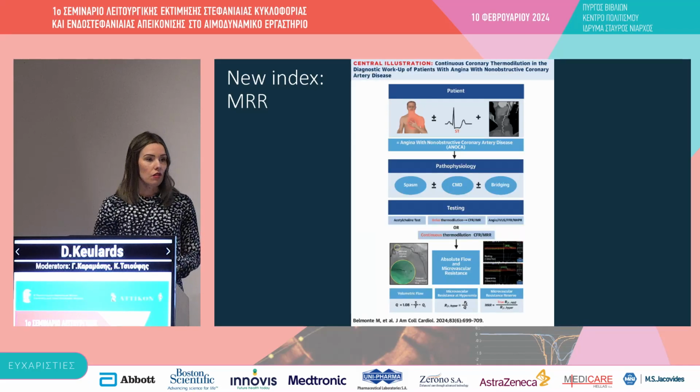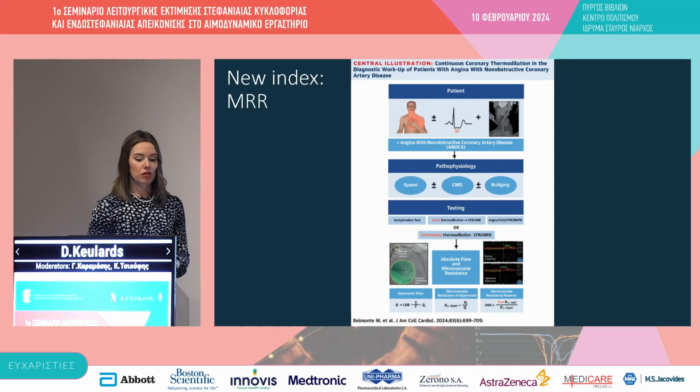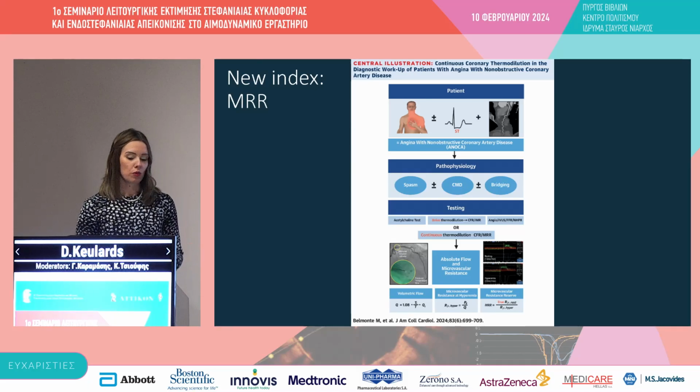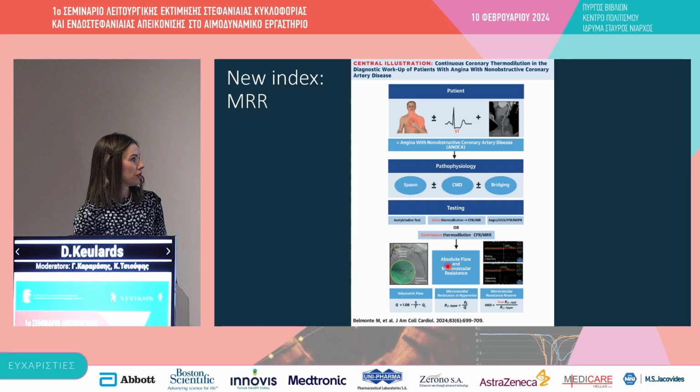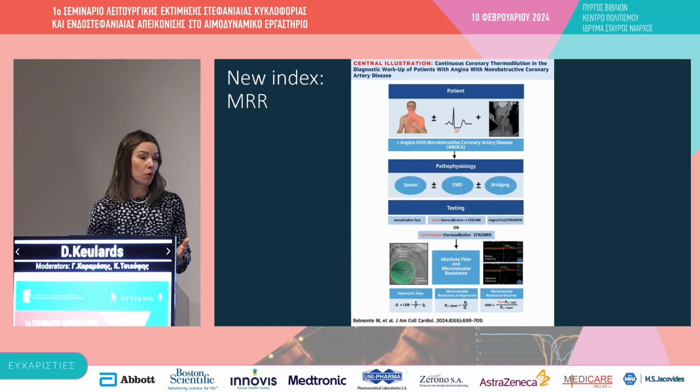And this is the central illustration of that JACC paper I just showed you: if you have a patient with ANOCA, with normal coronary arteries, we should really pay attention to the pathophysiology. Is there spasm? Is there microvascular disease? And continuous thermodilution is a very elegant and, most importantly, operator-independent way to assess the microcirculation.